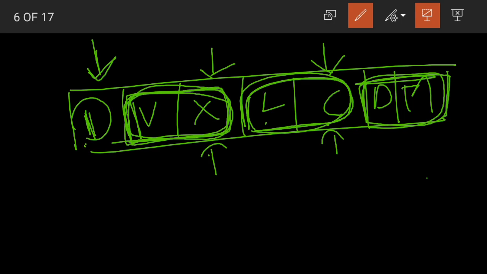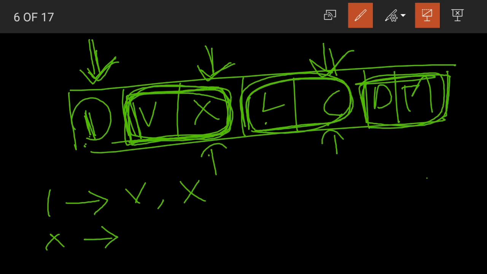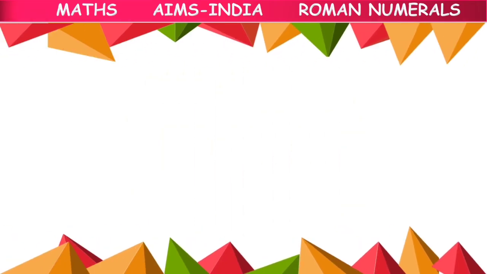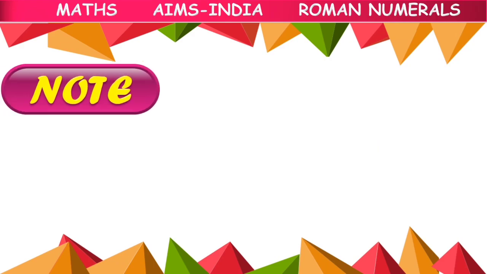The numerals I, X and C can be added to every Roman numeral, but I can be subtracted only from the next two numerals, which are V and X. X can be subtracted only from the next two numerals L and C. C can be subtracted only from the next two numerals D and M. I hope this is clear, children. This was rule number 3, which tells us which numerals can be subtracted from what numerals.